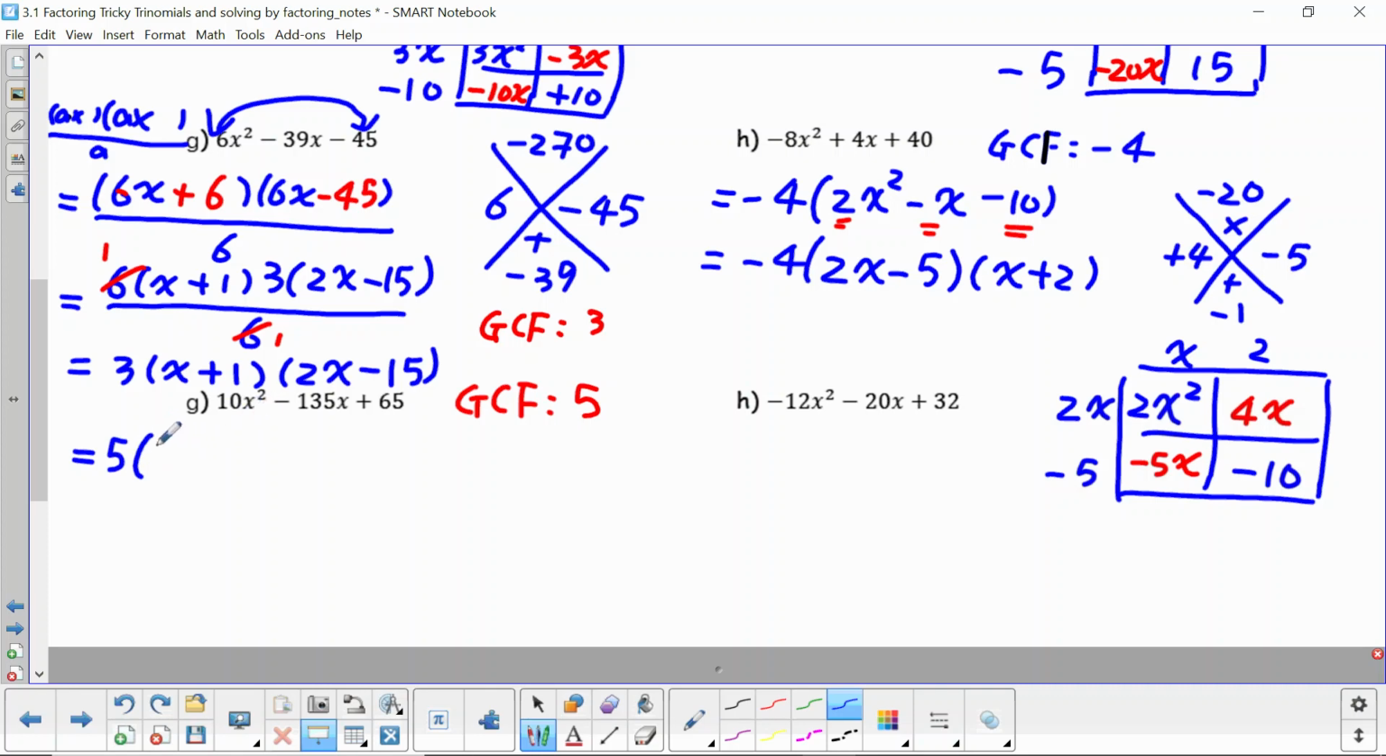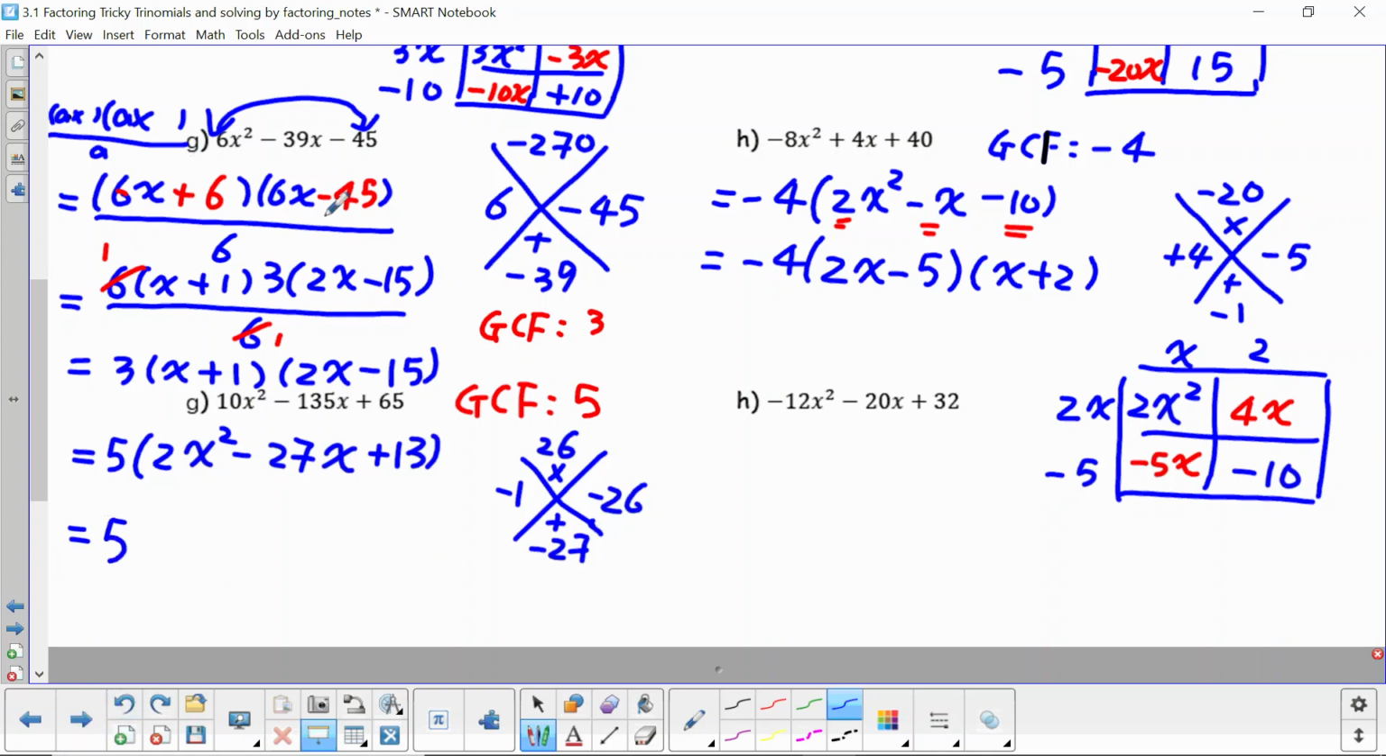Then each term divided by 5 is 2x squared minus 27x plus 13. Then again, times together 2 times 13 is 26. Added together negative 27. Then 1 times 26, negative 1, negative 26 will give you negative 27. So I will show you this division method again. 2x divided by 2. So 2x times 2x divided by 2 gives you 2x squared.